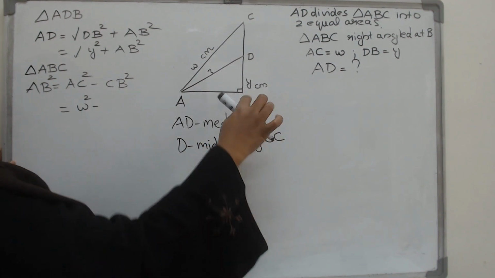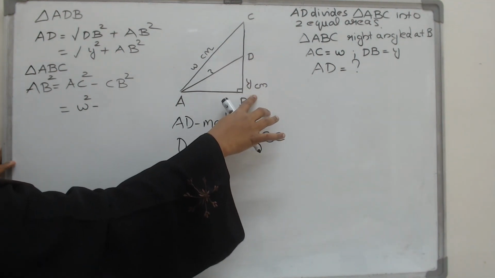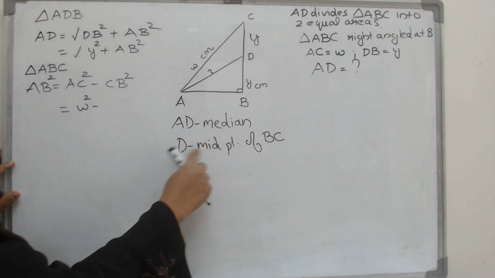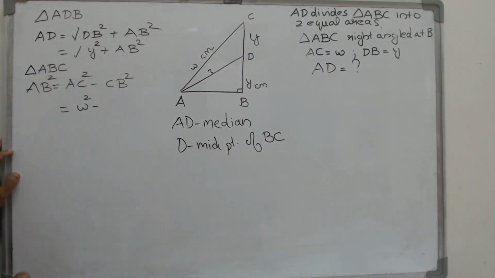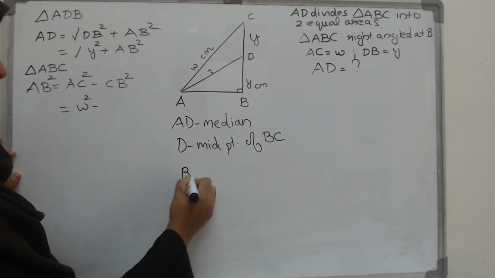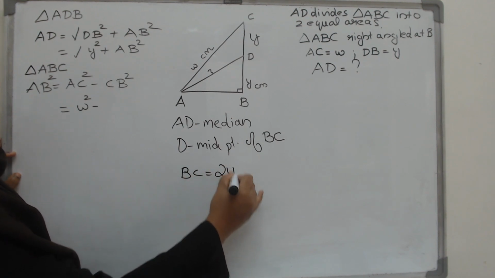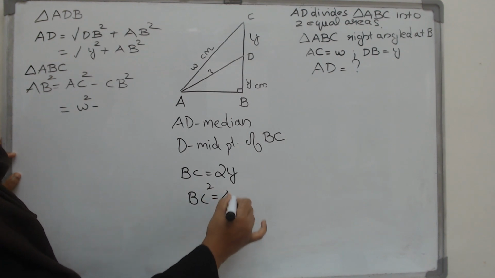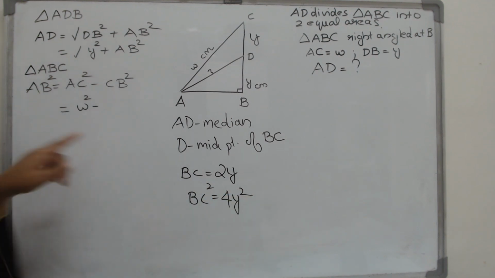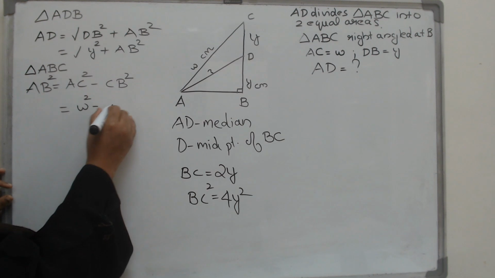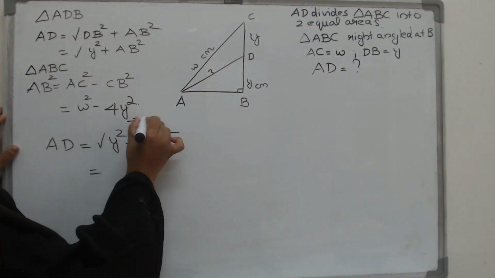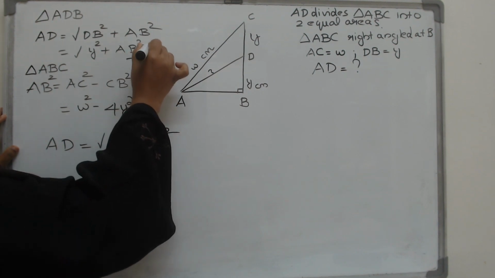But then BD is Y, which means DC will also be Y. Why is that? Because D is the midpoint of BC, which means BC is equal to 2 times Y. So therefore BC square will be 4Y square. That is what we are going to put here. This is 4Y square. Let me call these equations 2 and 1.